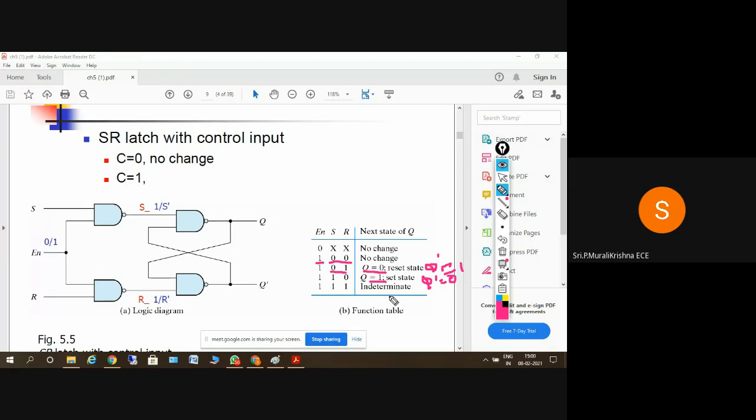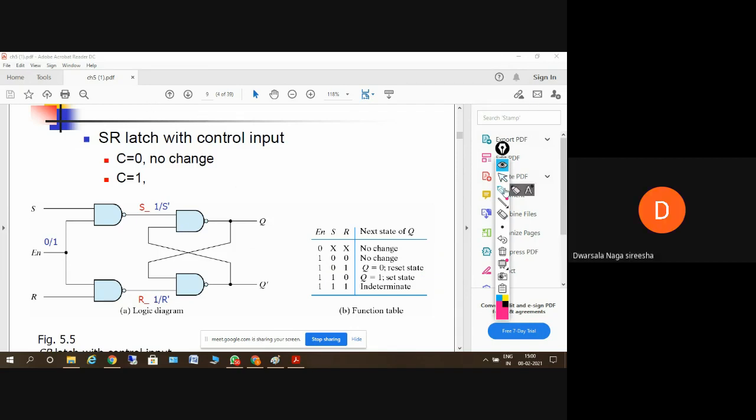Okay, so this is the SR latch with a control input. So we are using a control input in addition here. We have seen three kinds of latches here. So we have one more latch, that is the D latch. We'll check about one more latch, that is the D latch here. So done with this diagram.